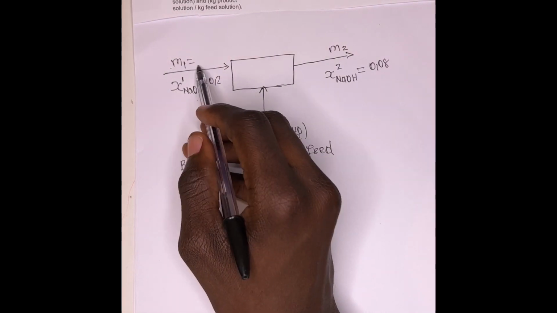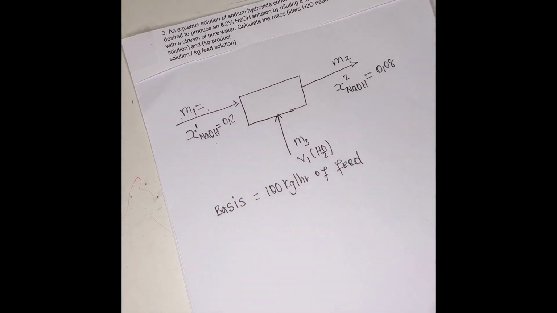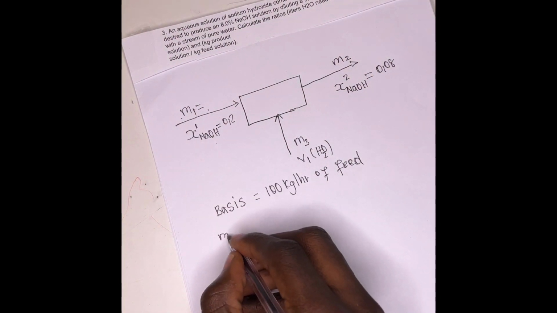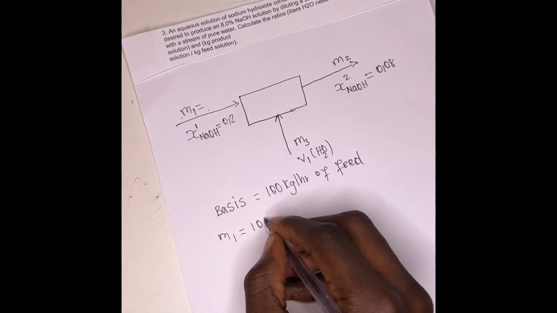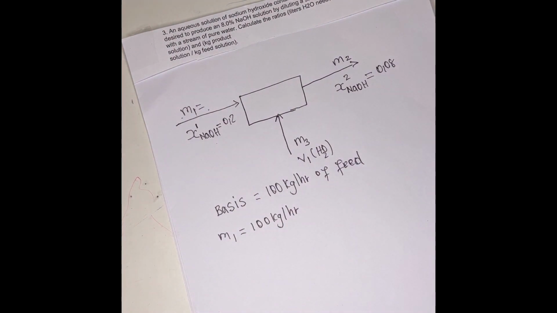It means this is a feed, M1. So we just, you and I, give the value of M1 to become 100 kilogram per hour. This is how we're going to assume this kind of question.